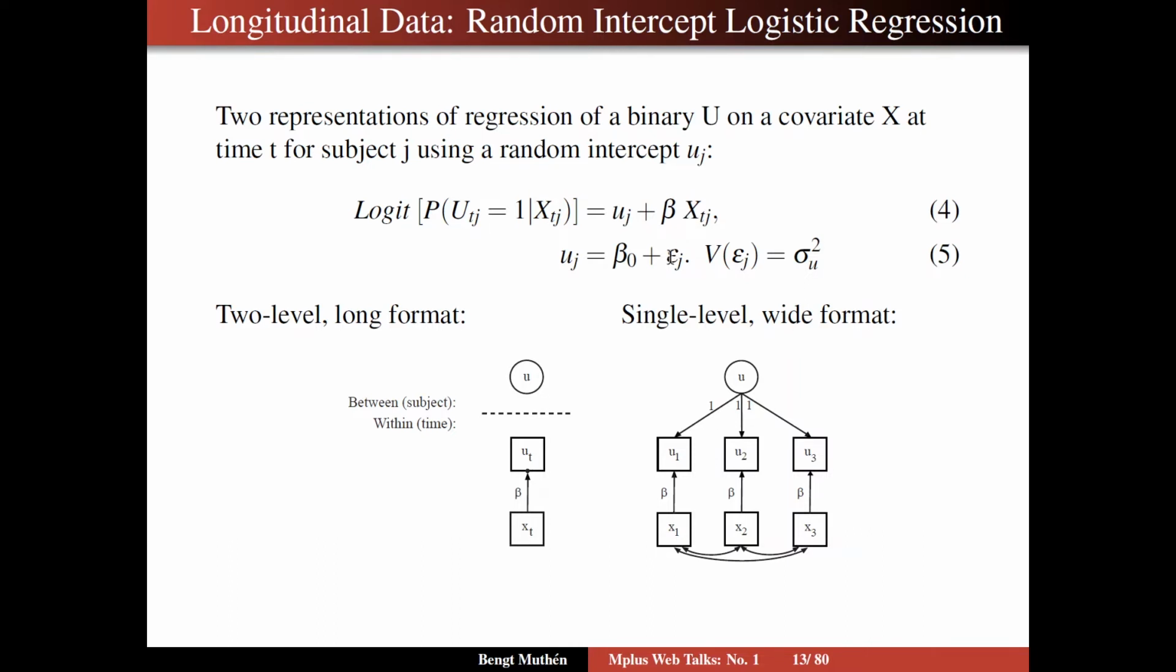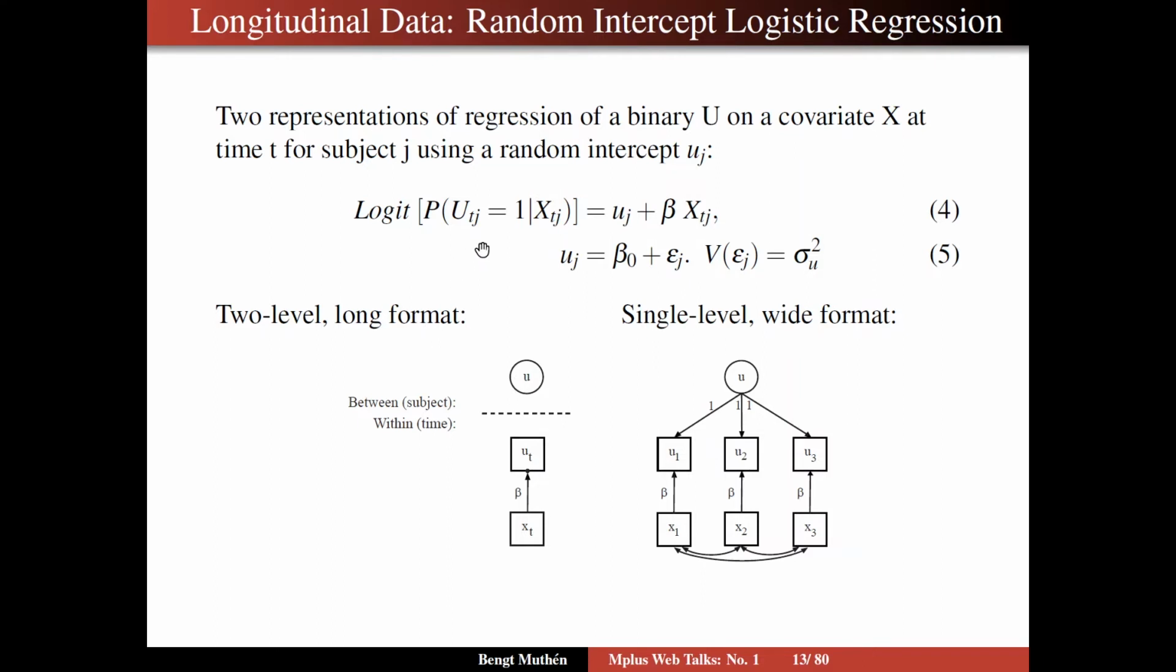Now in terms of a model figure, we can describe that in this way, in a two-level long format. You have U regressed on X, logistic regression with slope beta, and we have a random intercept which we denote by a filled circle on the time level, and it becomes an open circle, a continuous latent variable, on the between subject level. So you have the parameter beta, the mean beta 0, and the variance sigma squared U: 3 parameters up here.